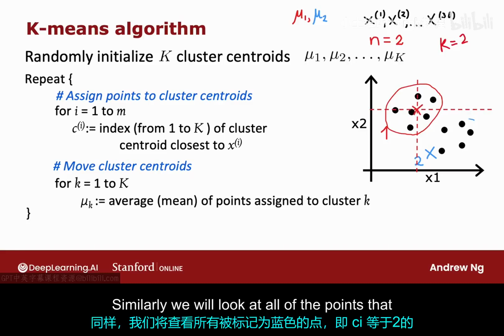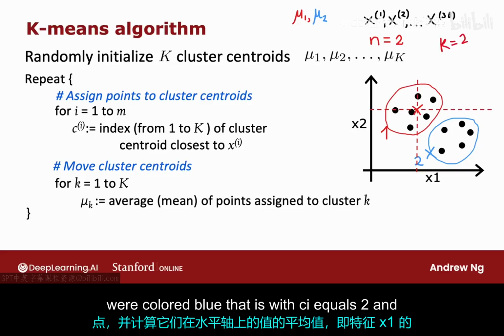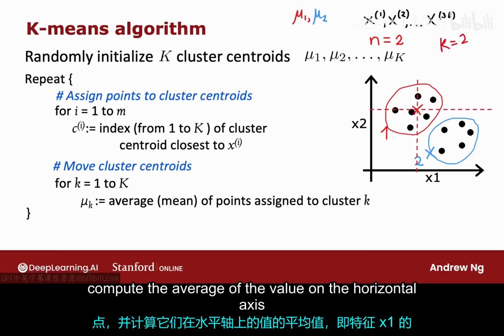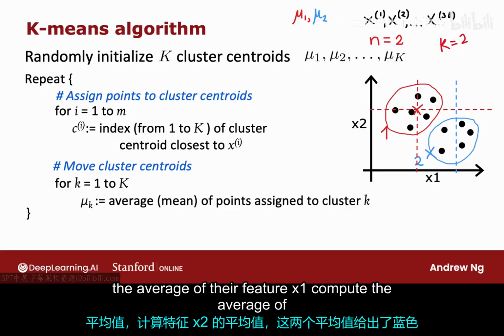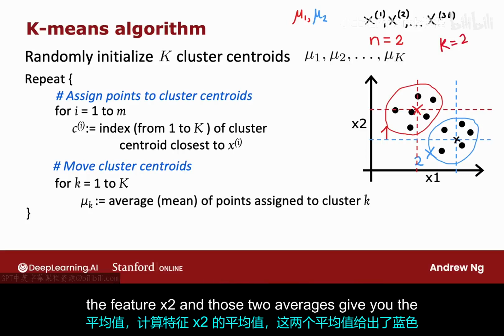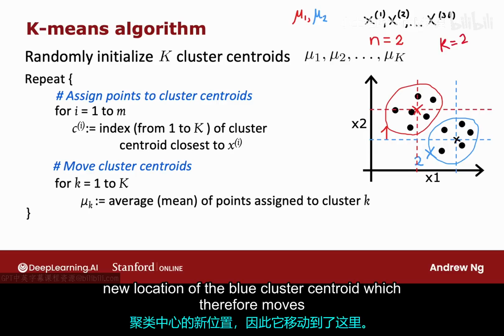Similarly, we would look at all of the points that were colored blue, that is, with ci equals 2, and compute the average of the value on the horizontal axis, the average of their feature x1, compute the average of their feature x2, and those two averages give you the new location of the blue cluster centroid, which therefore moves over here.